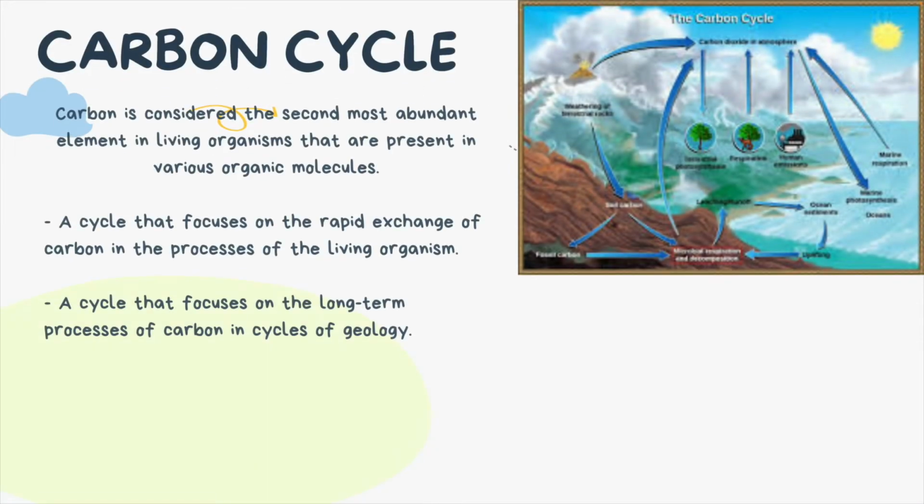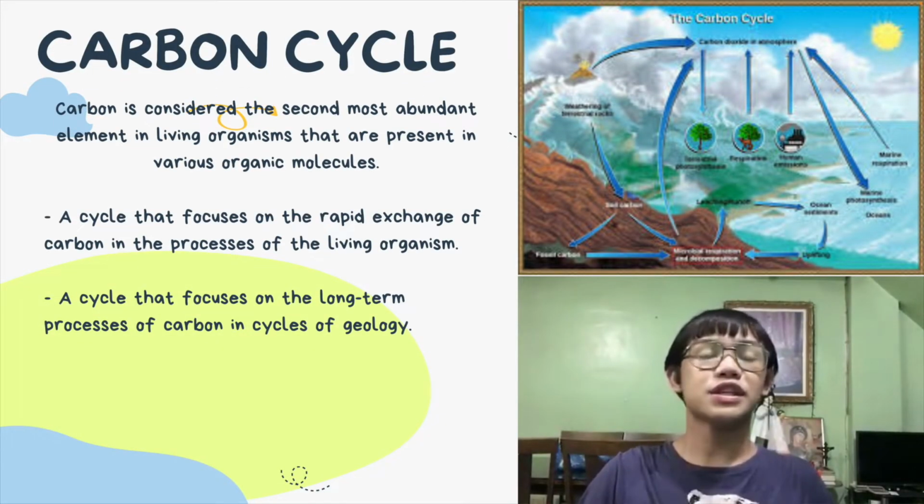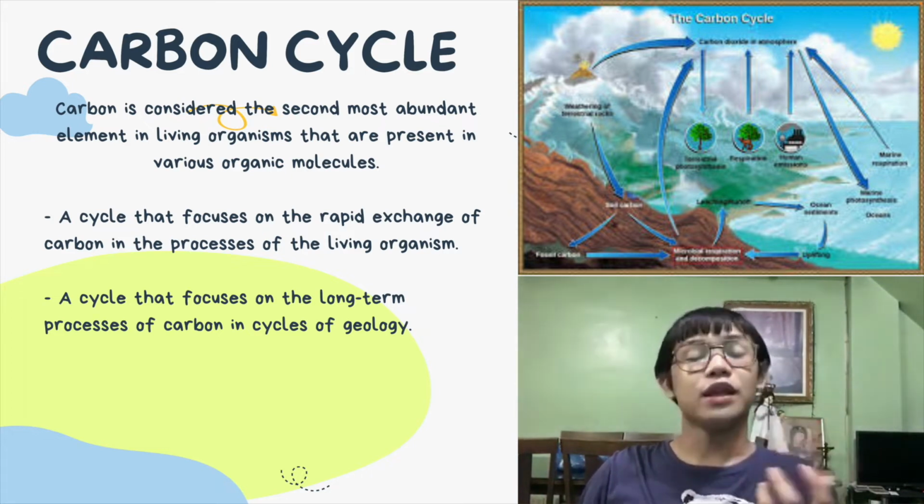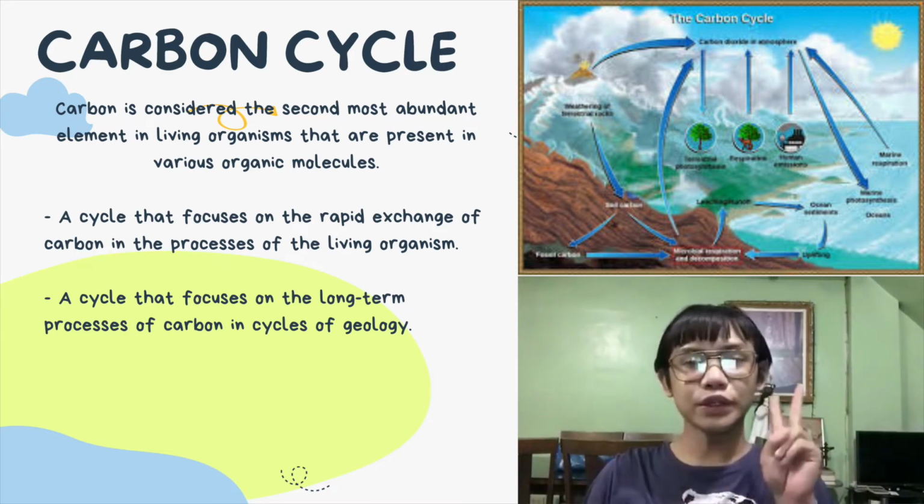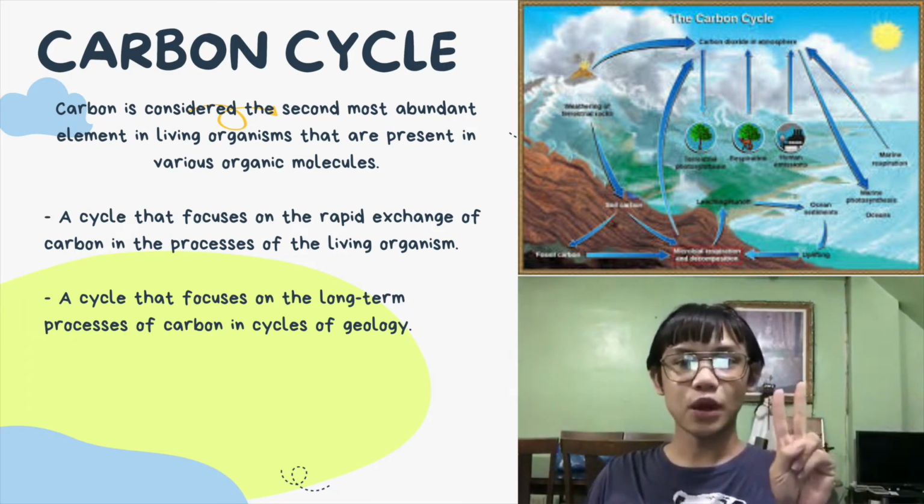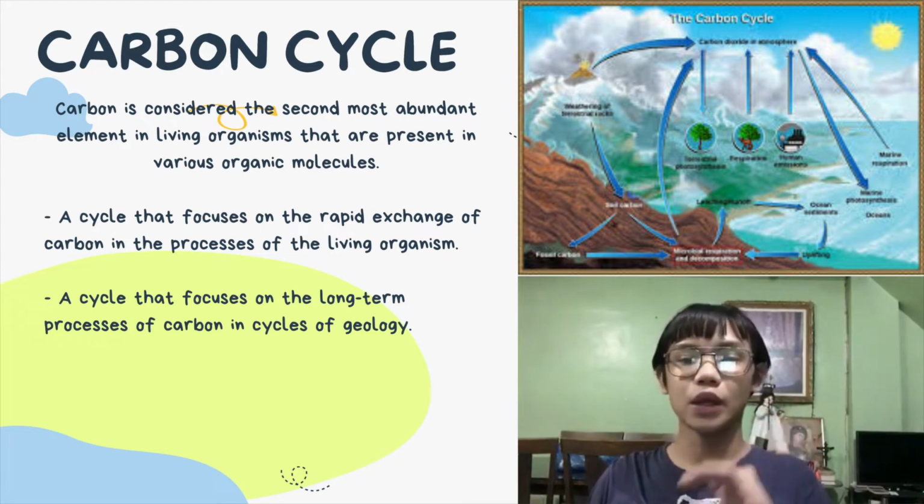The next one would be the carbon cycle, considered as the second most abundant element in living organisms or in our surroundings, which has 2 interconnected subcycles, which are the rapid and long-term carbon change processes.